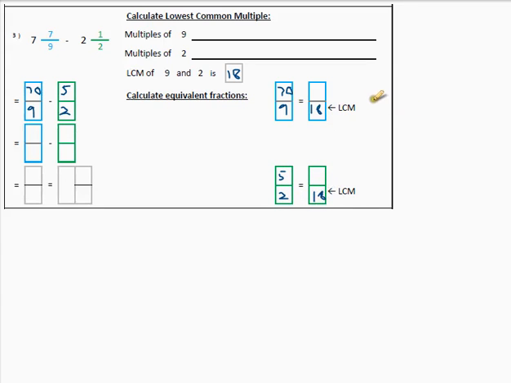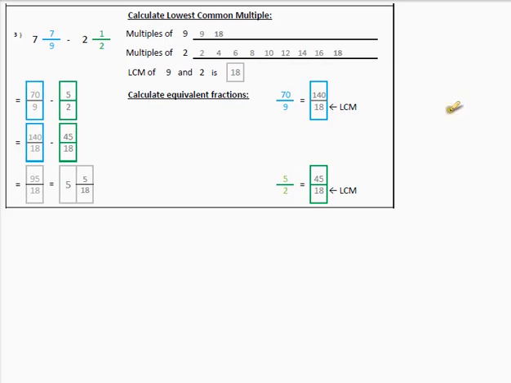Now I think at this stage you know, but remember you're going to get a big number here. At this stage you know how to work out equivalent fractions. So work out that number, take it away and see what you get as an answer. Pause the video. There you go, there's your answer. You had to get 140 over 18 and 45 over 18. 140 take away 45 is 95.